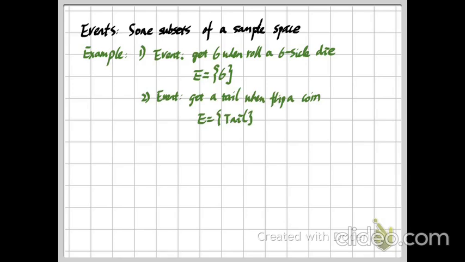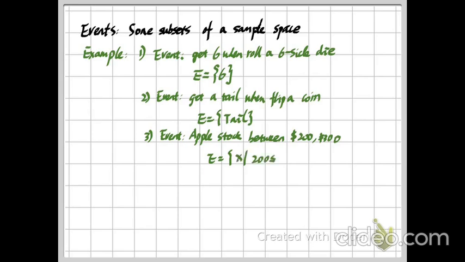And then for the stock price, maybe we are only interested in the stock price within some specific range, for example, 200 and 300. Then for this one, we are only interested in X between 200 and 300. So we can denote this by an interval, which looks like this. Okay, so this is one example of an event of a continuous sample space.